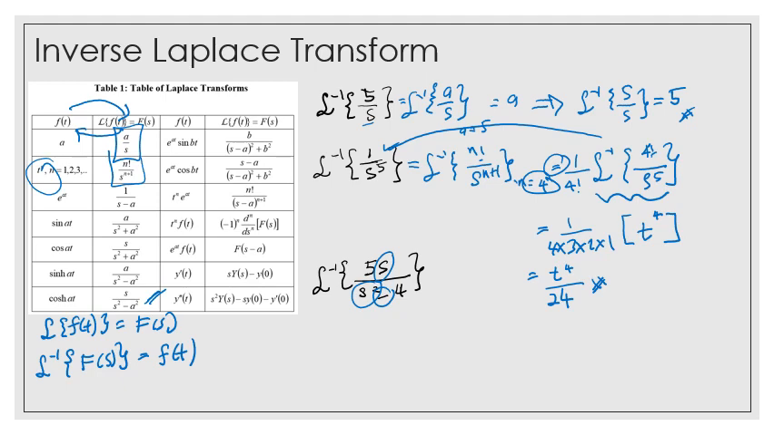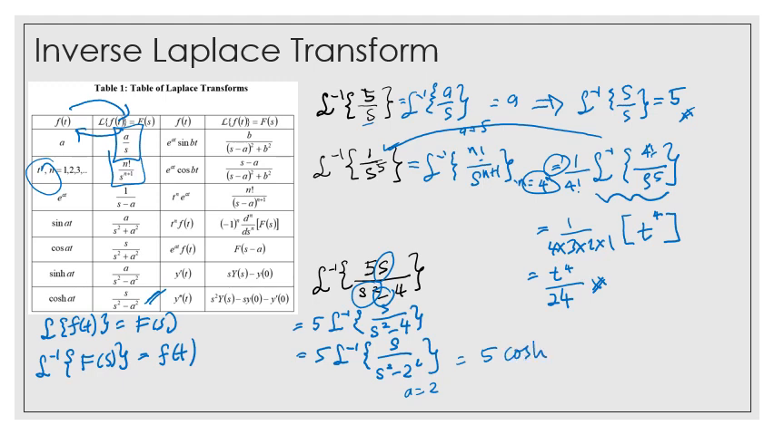Okay, so the 5 here we can bring out. Let's say I bring out this constant first, leaving s over s squared minus 4. Then rearrange into a power 2. So we will have 5 times the inverse Laplace of s over s squared minus 2 squared. So we get the value of a equal to 2. This is similar to the table, so we can conclude it is cosh at, where at is equal to 2t.